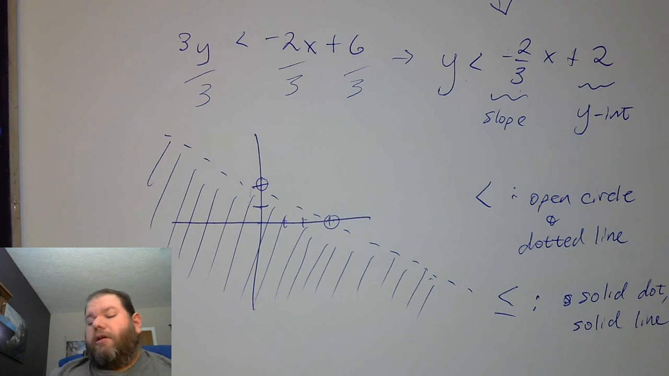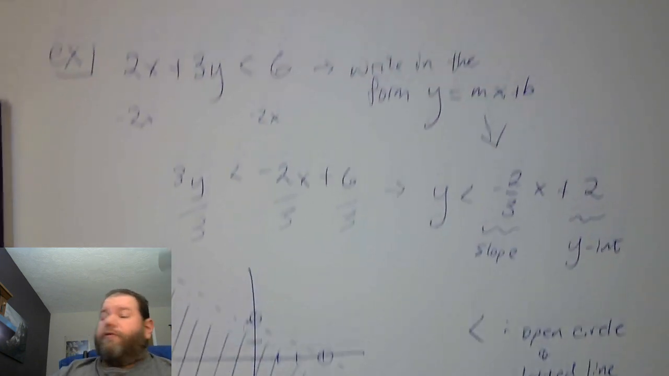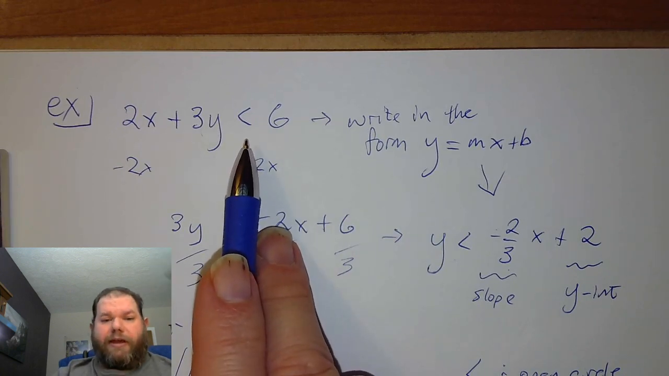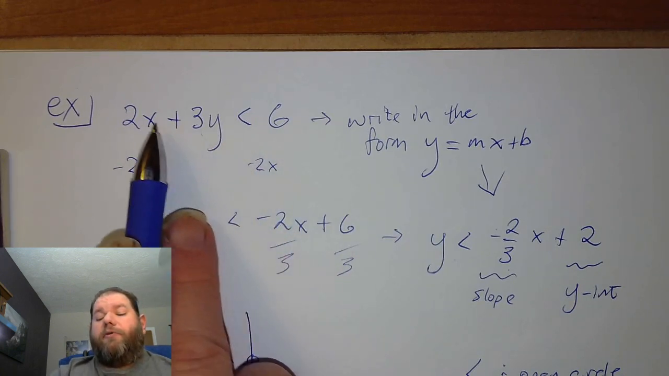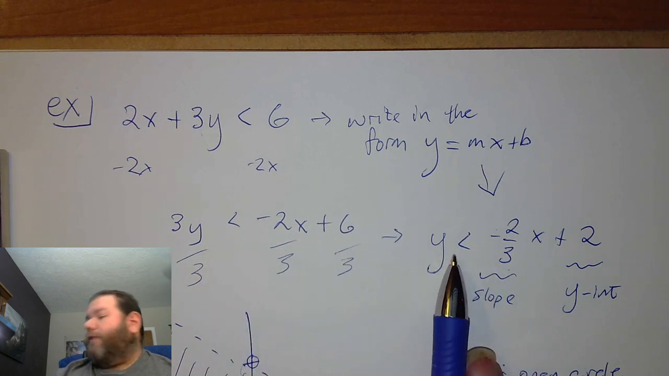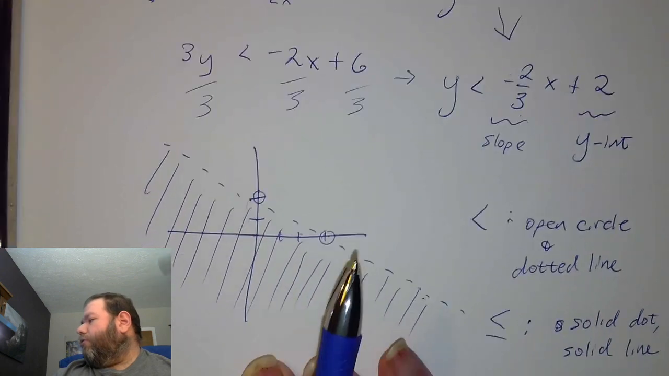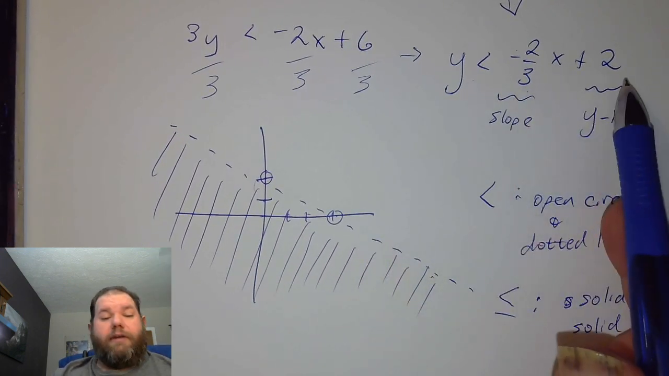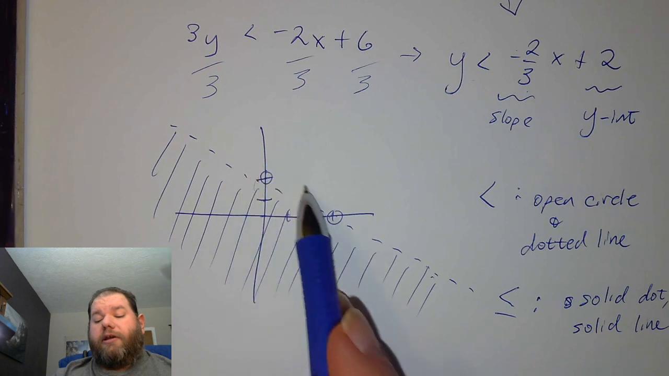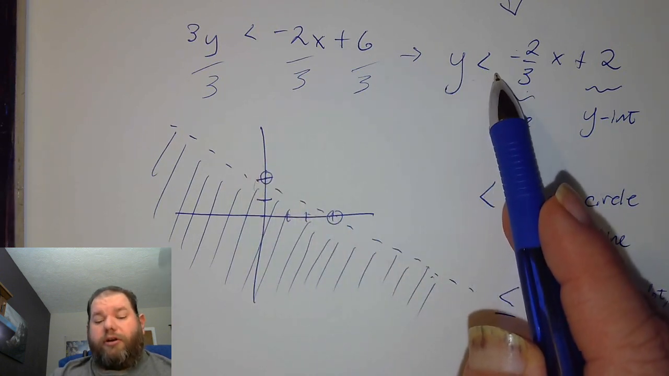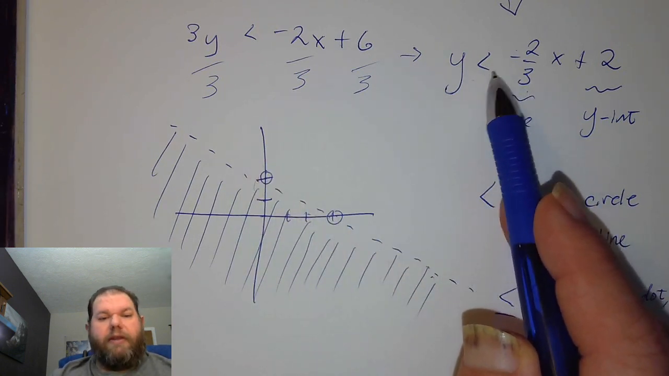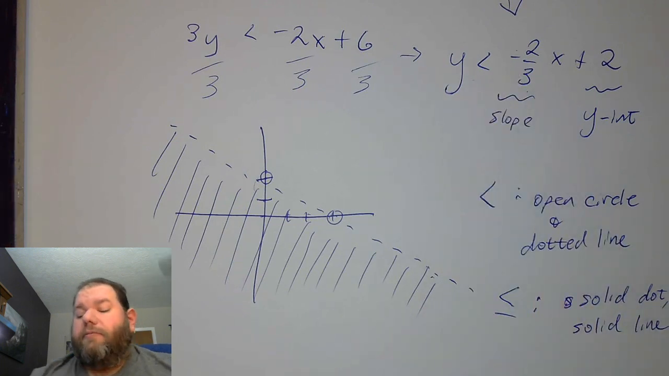And that's one of the reasons we like solving for y, because it's then easy to interpret the inequality. When our inequality was in its original form, it's really hard to interpret what's happening. But when we get it to where y is just less than negative 2/3 x plus 2, we can draw the line where y is equal to negative 2/3 x plus 2, which is the dotted line, and then shade accordingly with whether this is a greater than or less than. Okay?